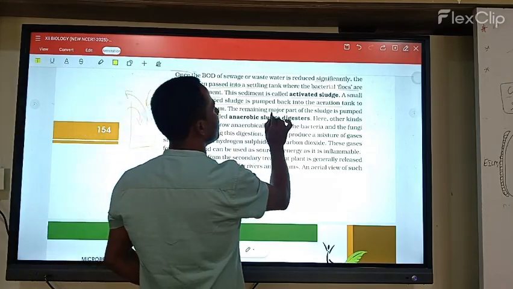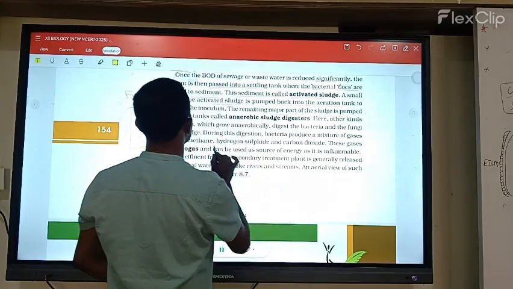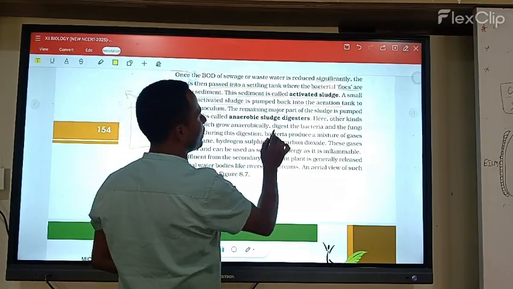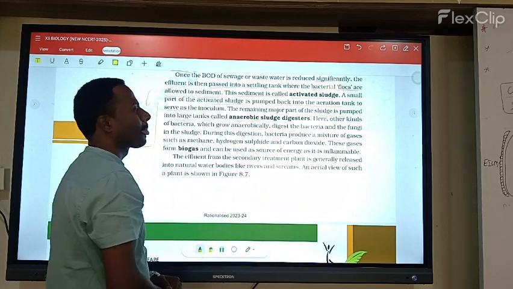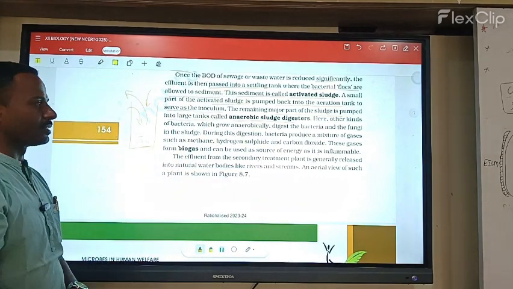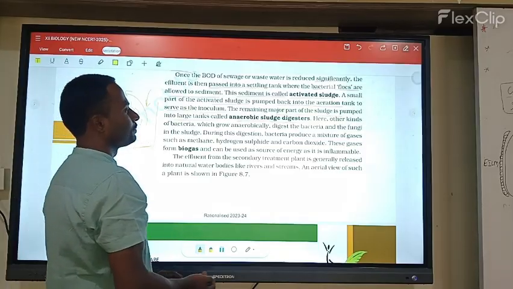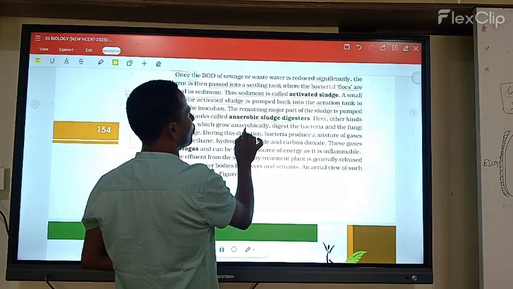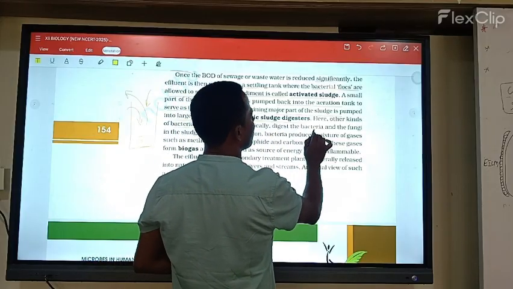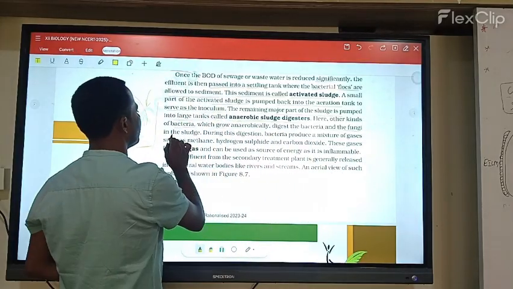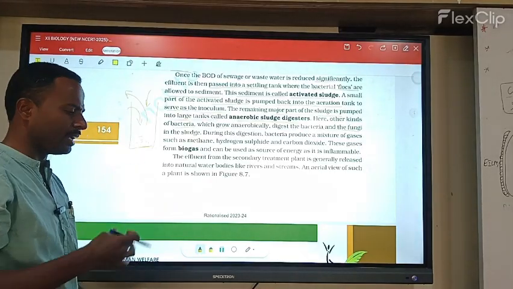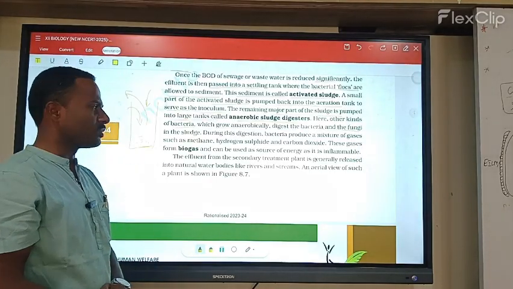Here, the remaining major part of the sludge is pumped into large tanks called anaerobic sludge digesters. Next, other kinds of bacteria which grow anaerobically digest the bacteria and fungi, so the bacteria and fungi get digested under anaerobic conditions.